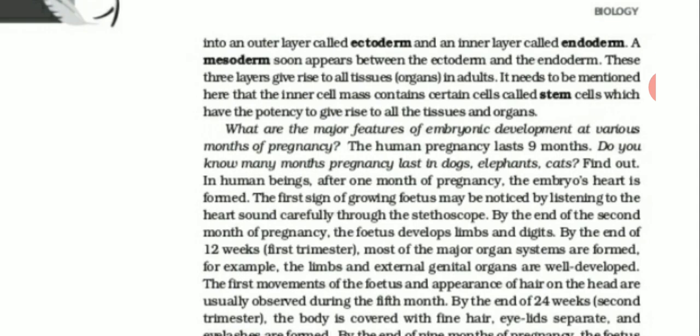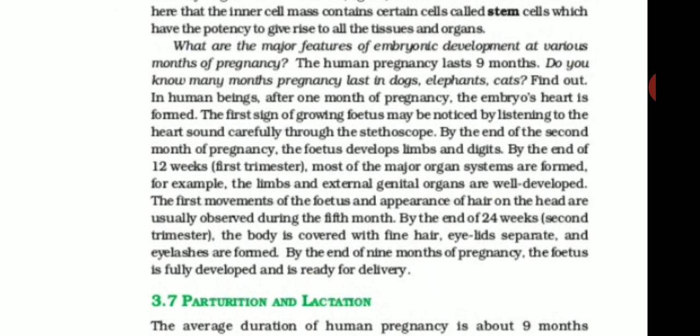It needs to be mentioned here that the inner cell mass contains certain cells called stem cells, which have the potency to give rise to all of these tissues and organs. ठीक है, अब इन जर्मिनल लेयर्स से ही क्या होते हैं, बॉडी के अलग अलग जो टिश्यूज़ होते हैं, सेल्स होती हैं, ऑर्गन्स होते हैं, वो बनना स्टार्ट होते हैं. ठीक है, और यही जर्मिनल लेयर्स जो होती हैं स्टेम सेल्स बनाने में हेल्प करती हैं. स्टेम सेल्स जो होती हैं क्या करती हैं, बॉडी के ऑर्गन टिश्यूज़ में हेल्प करती हैं बनाने में.